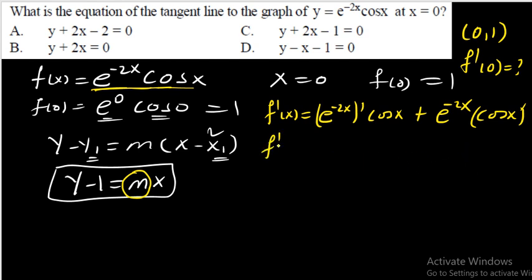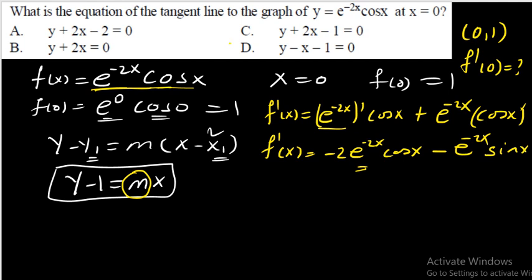So what will be f derivative? Let's finish it. The derivative of e to the power of negative 2x, by the chain rule, will be negative 2 e to the power of negative 2x cos x. What I did here has to be clear: e to the power of whatever has derivative itself, but the exponent's derivative will be negative 2. That's why I kept negative 2 as a coefficient. The cosine derivative is negative sine x, so I have negative e to the power of negative 2x sine x.